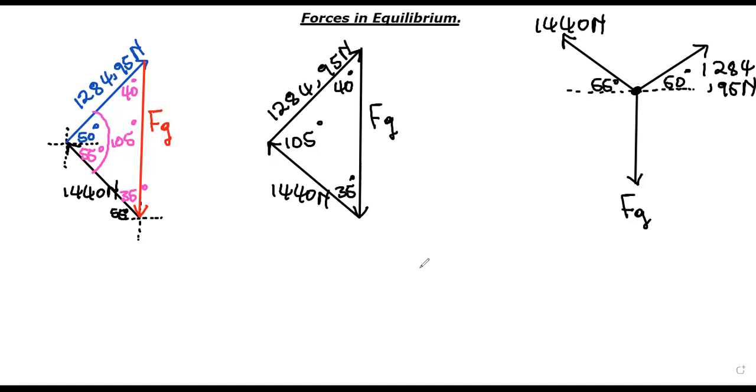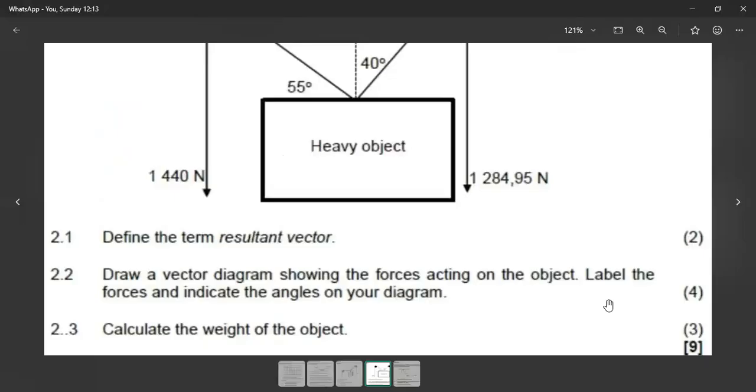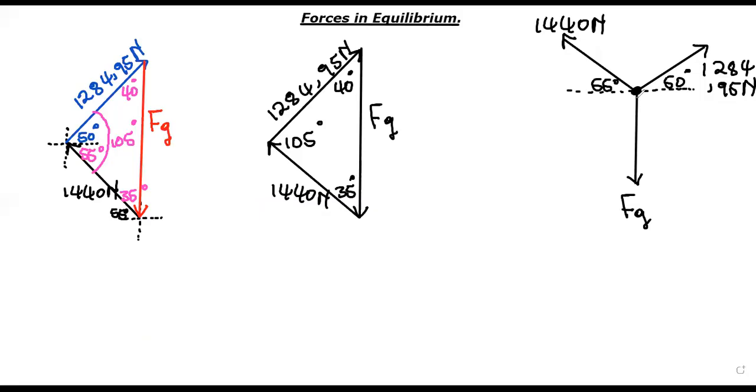Right. So let's look at the next question, which is the last one. The last question says, calculate the weight of the object. So weight, we know it's the gravitational force. Because gravity is a vertical force, we need to consider vertical forces only. So what do I mean by that? We need to resolve the 1440 Newton force, because we want to find its component that is vertical. We also need to resolve the 1284.95 Newton force so that we find its vertical component.